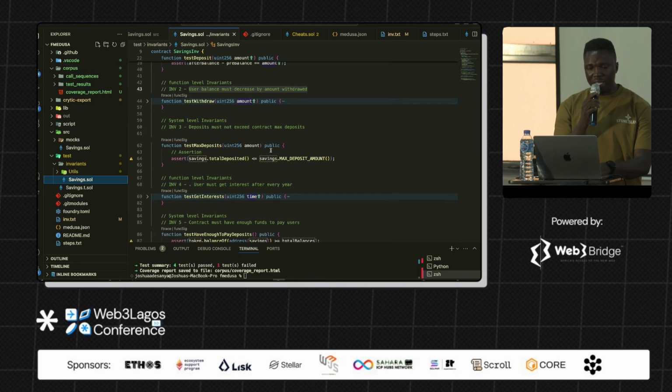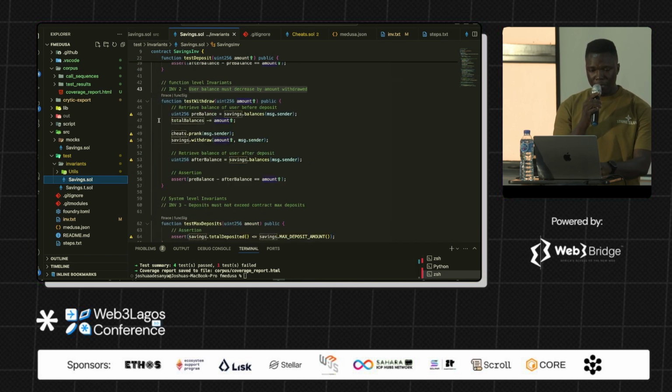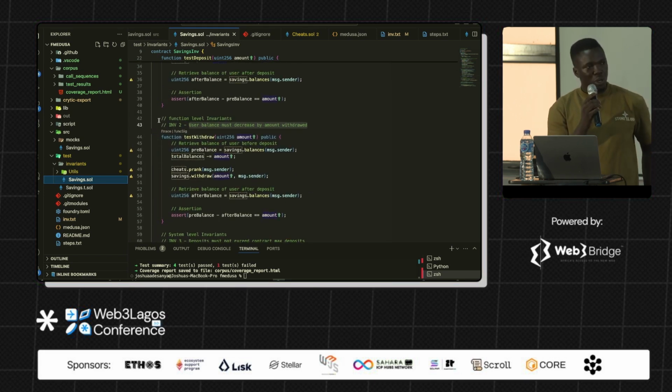The second invariant is the withdrawal. We are going to notice something here: I'm not doing anything. I'm not trying to do the deposits or anything. I just go straight into withdrawal. You're going to feel like, what's going on? Which money are you actually trying to withdraw when you have not deposited?